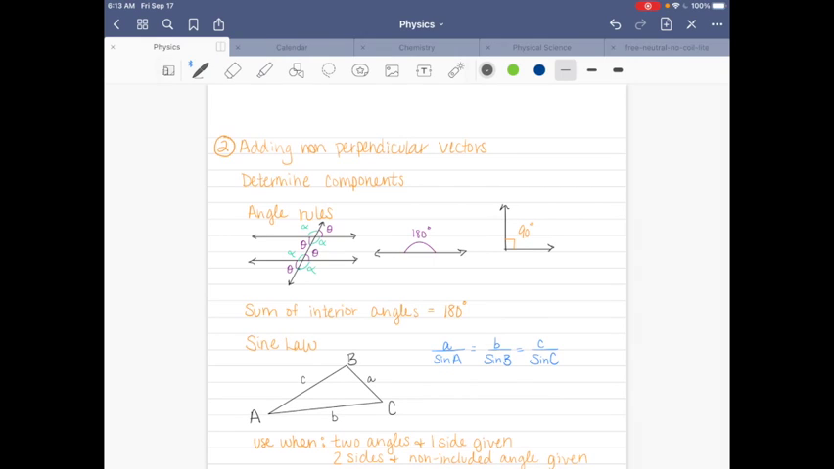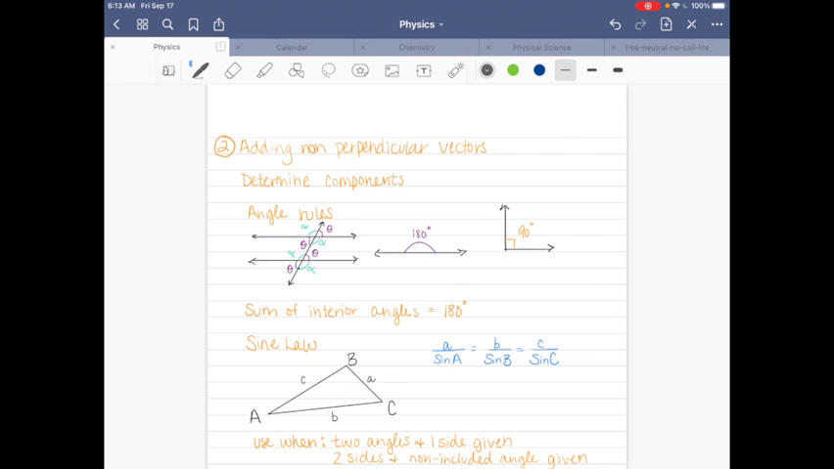This video is going to be covering adding vectors, but non-perpendicular vectors. So this is the second way that we can go about adding vectors algebraically. For going about doing this, we need to determine the components of the triangle that we create.